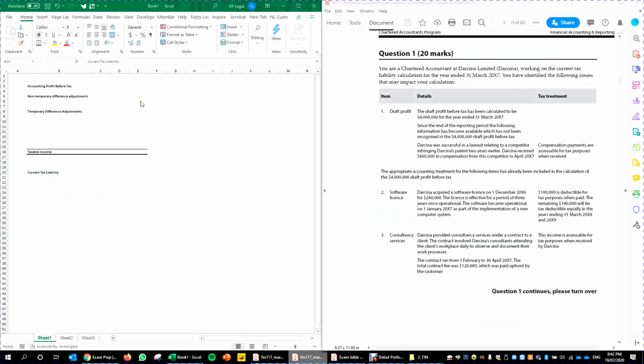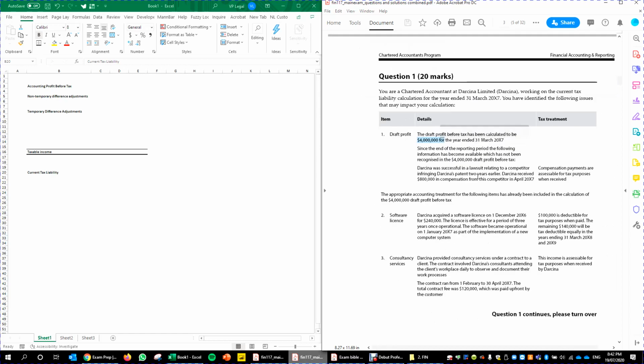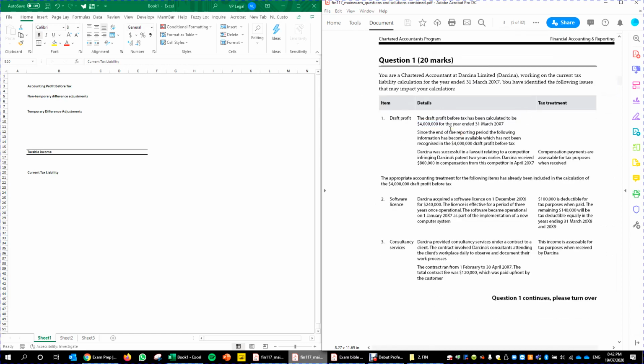Okay, so the first thing that we're going to need is our accounting profit before tax. So let's have a look at the question and see if we can find that. We can see over here straight away that they're saying that the draft profit before tax is $4 million. And then let's just read the rest of the question and see if there's any adjustments that we need to make. It's saying down here that the following information has become available that had not been recognized. So we may actually need to make an adjustment for this.